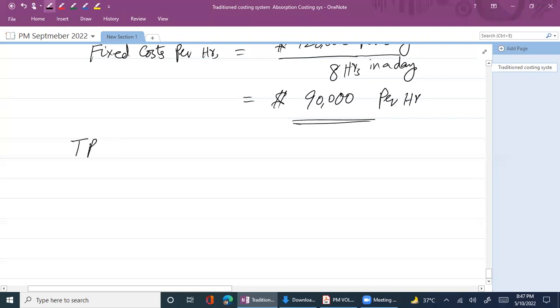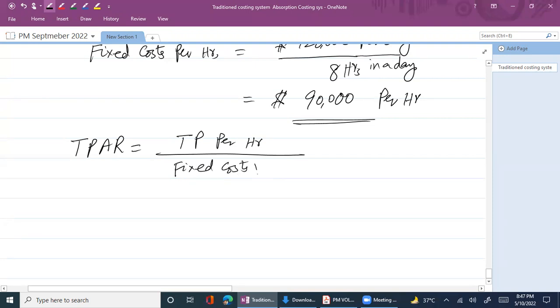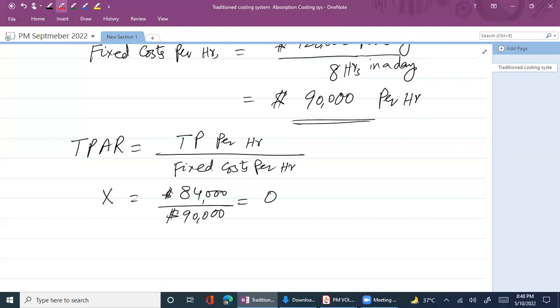So now we will calculate throughput accounting ratio. The formula is throughput per hour divided by fixed cost per hour. So there are three products. Product X, the throughput per hour is 84,000. And how much cost are we incurring? 90,000, which means that we are not covering our cost. Dollar will be cancelled out, so no dollar sign will be carried with the answer. The ratio will be in fraction. So what will be the answer of this?